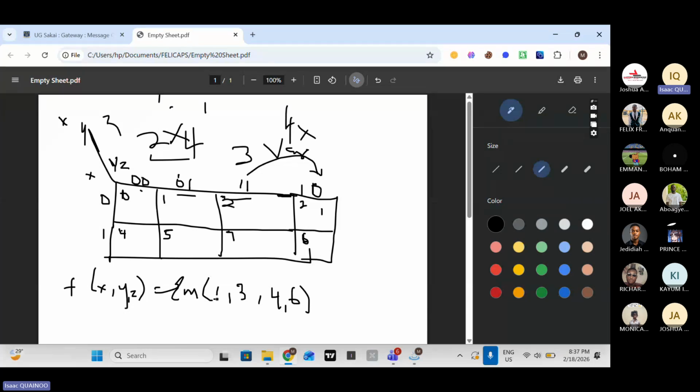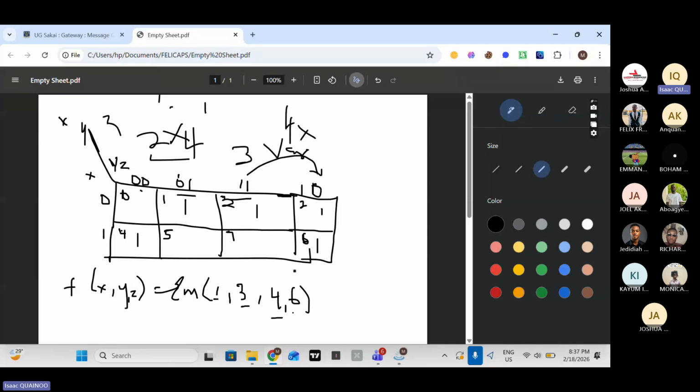This is cell 1. So we insert a value of 1. Why is cell 3? This is cell 3. We insert a return value of 1. Why is cell 4? This is cell 4. We insert a return value of 1. Why is cell 6? This is cell 6. We insert a value of 1. As simple as ABC, okay?